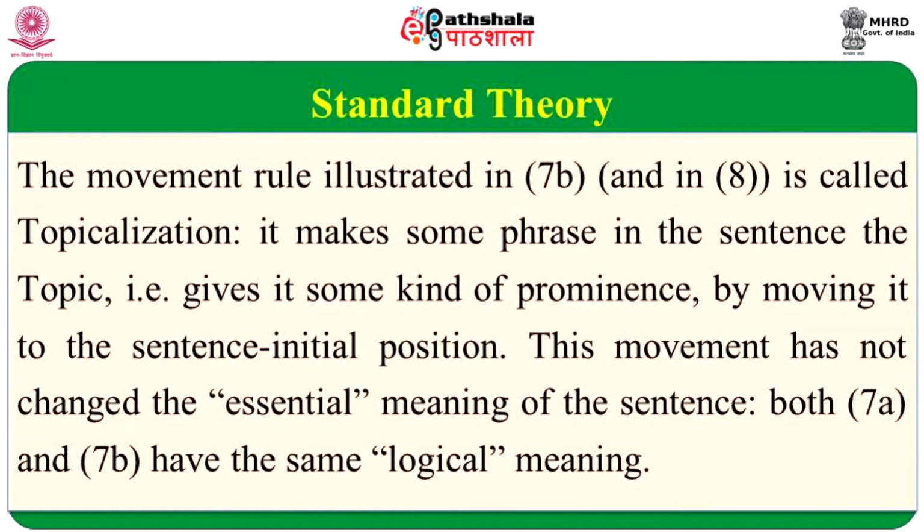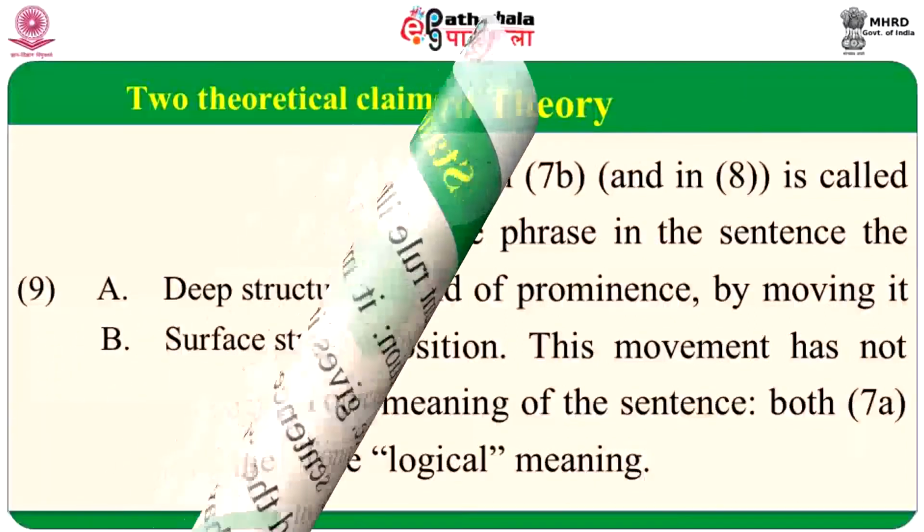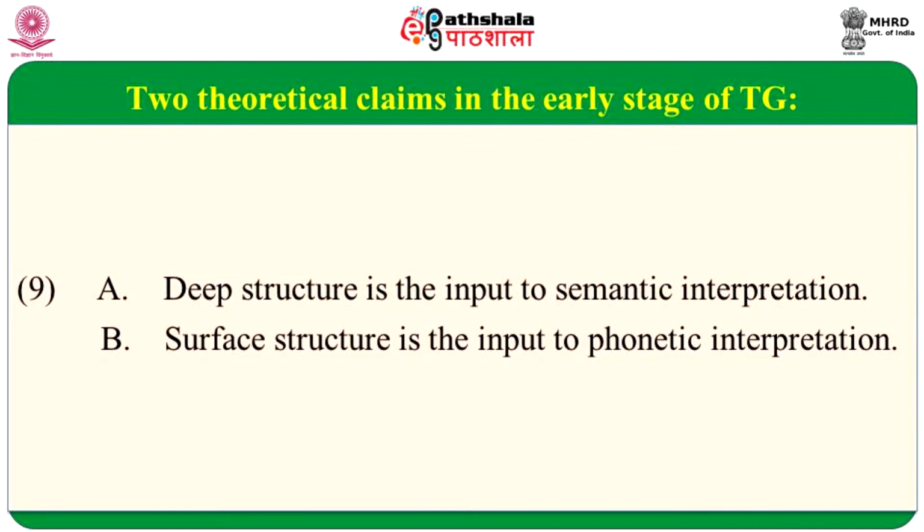Why do we want to move phrases? There can be many reasons. Perhaps our sentence 7b is uttered in a context where we have been discussing the thief. So we want to resume the topic of the discussion. The movement rule illustrated in 7b and in 8b is called topicalization, when we put the thief at the beginning. It makes some phrase in the sentence like the topic. It gives it some kind of a prominence by moving it to the sentence initial position. But note that this movement has not changed the essential meaning of the sentence. So the police caught the thief and the thief the police caught have the same logical meaning.